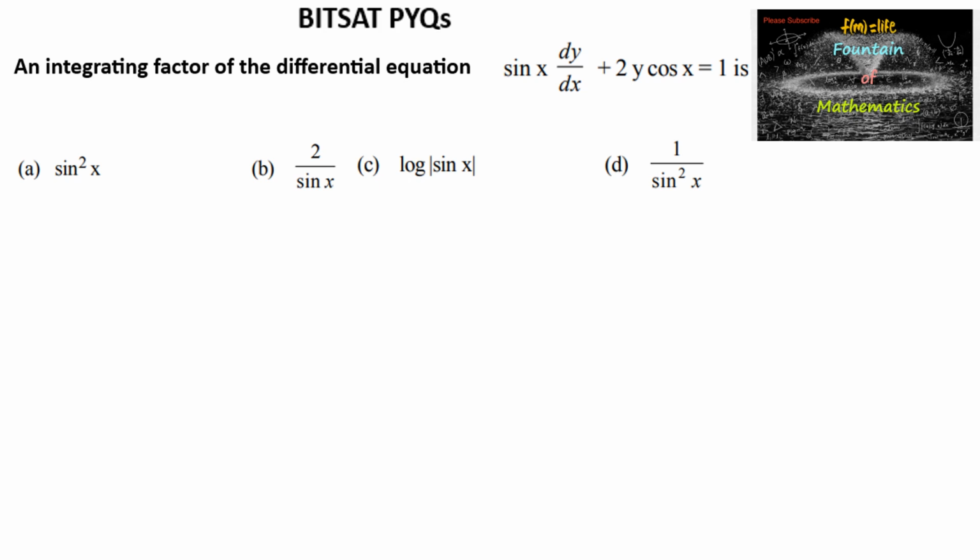We need to find an integrating factor of the differential equation sin x dy/dx + 2y cos x = 1. Let us rewrite this equation, dividing by sin x on both sides. So we get dy/dx + 2y cos x/sin x = 1/sin x.